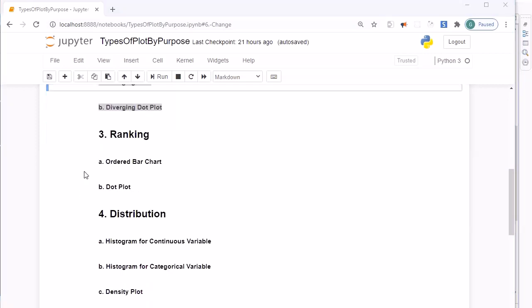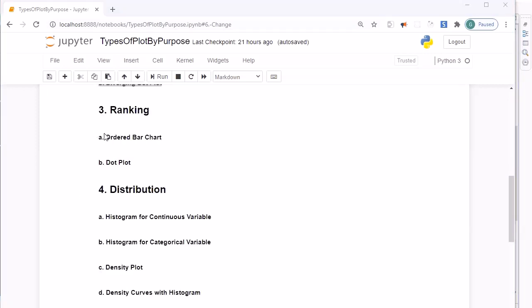Then next we have discussed ranking. To identify the ranking within the given data set, we are going to look into the ordered bar chart and dot plot. So these two plots are very helpful to identify the ranking within the given data set.